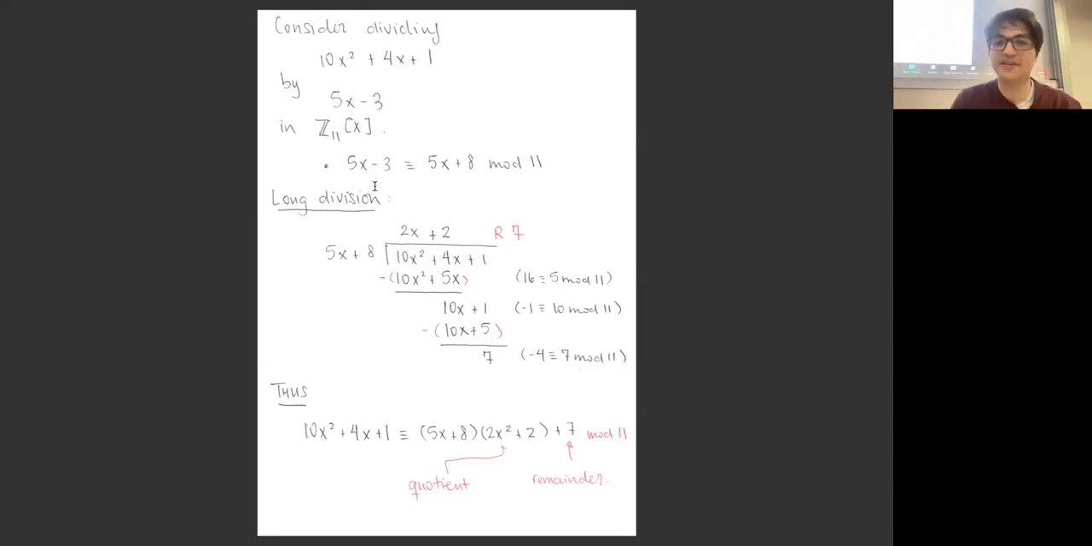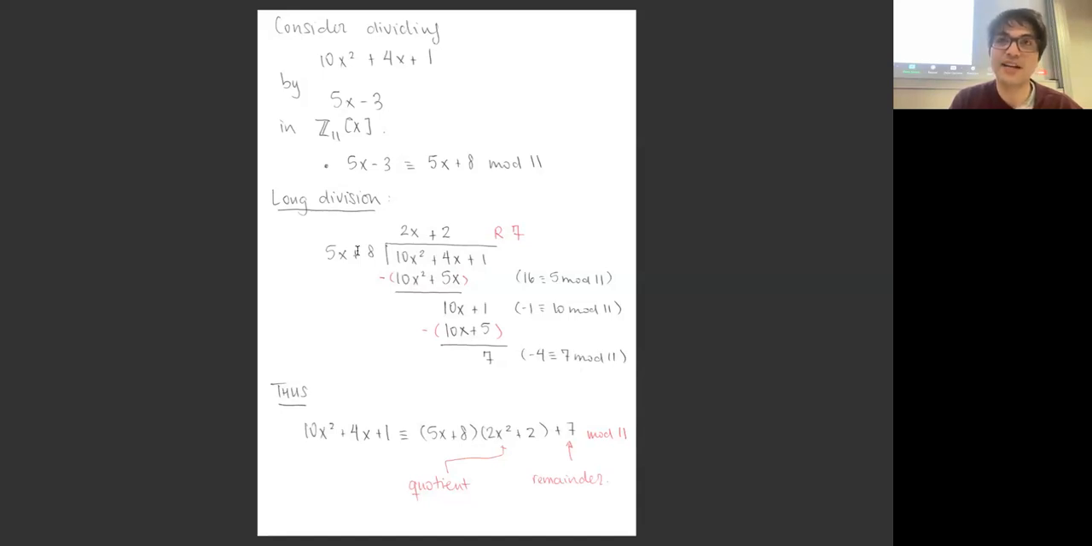So here's the answer. I know that 5x minus 3 is congruent to 5x plus 8 mod 11. So I want to do this division, restricting the coefficients to a field, because I need to divide the coefficients now. They have to be in a field. So I want to divide 10x. Oh, wow, I can do that? That's kind of cool. I don't see why I should be able to do that. But in any case, it doesn't work very well. I want to take this polynomial and divide it by this.